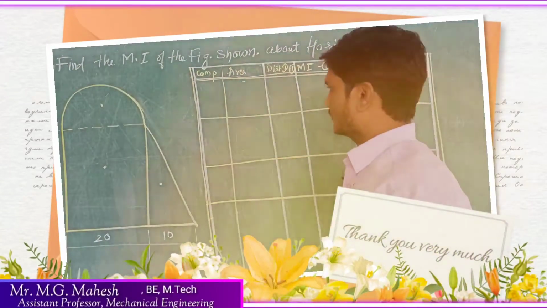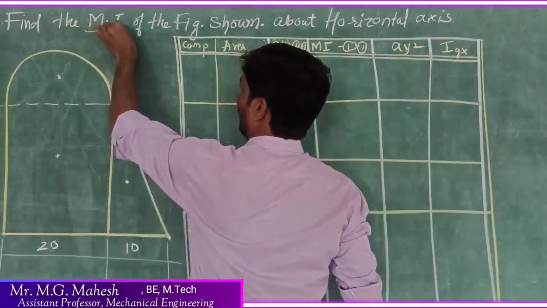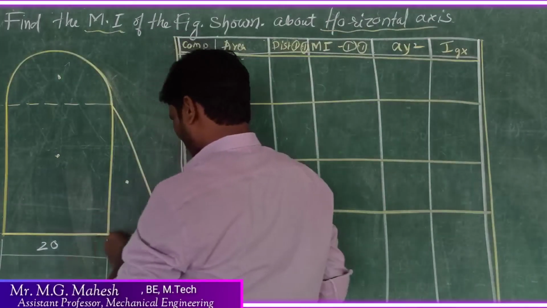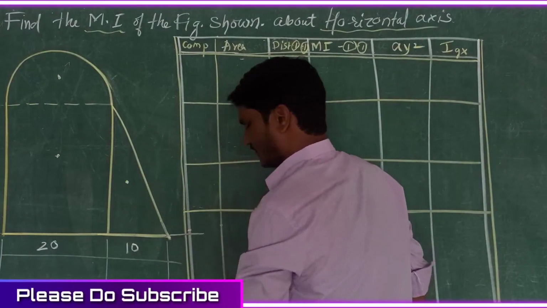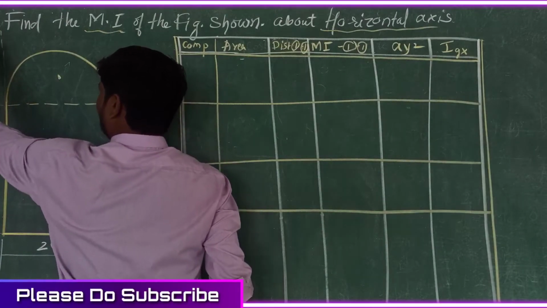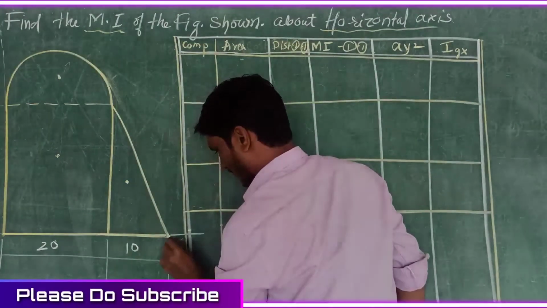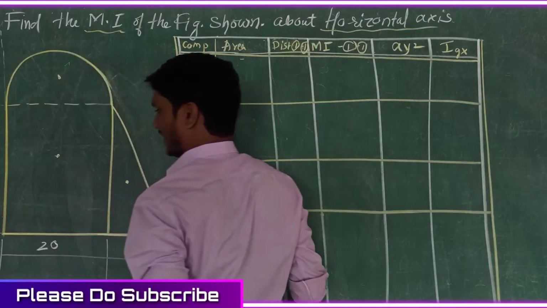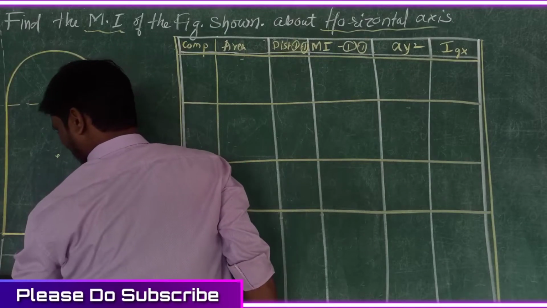Dear student, in today's class I am going to solve problems on the moment of inertia, to find the moment of inertia about the horizontal axis. So let us consider the horizontal axis. This will be a reference line, and another reference line we will take is y, and x is the reference line. Or sometimes you can take 1 as the reference line in the horizontal axis and 2 as the reference line in the vertical axis.